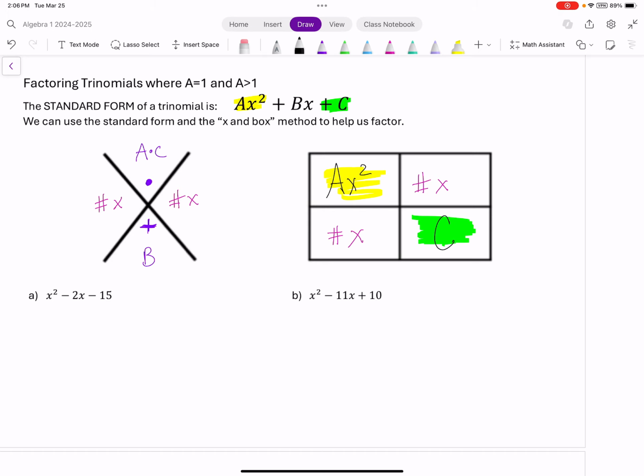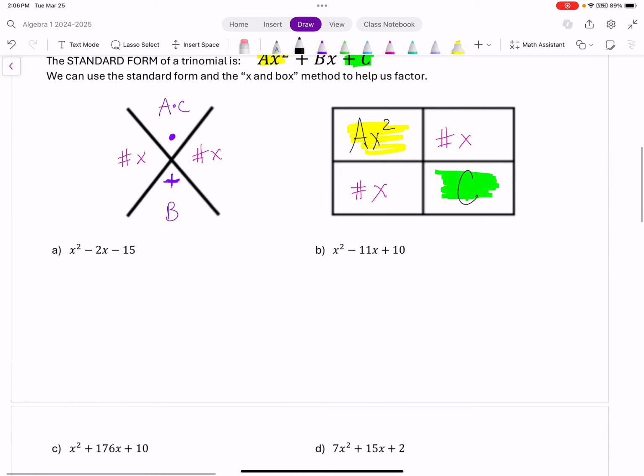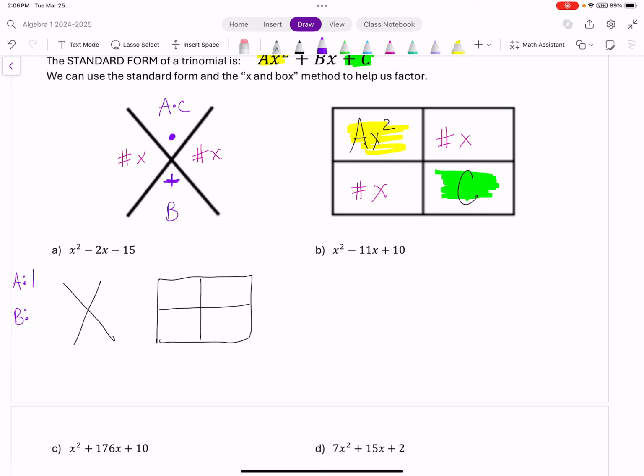So I'm going to go ahead and walk through a couple of examples here. Looking at the first one, I'm going to go ahead and draw my x and my box. That helps me keep the problem contained. So here, a is the number that's before x squared, which is 1. b is the number that's before x, which is negative 2. And c is the constant at the end, which is negative 15.